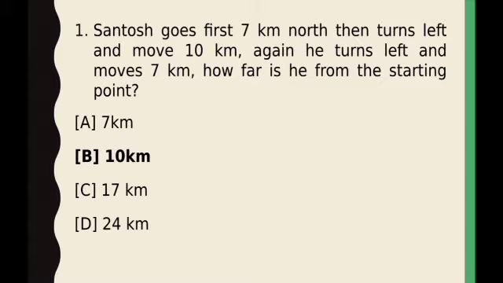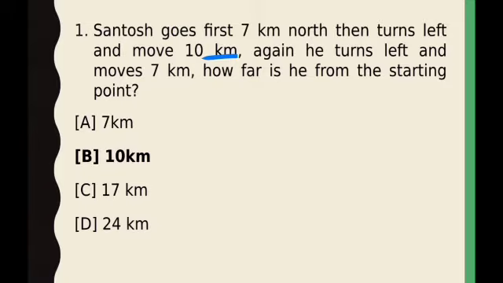So let's start with the first question, and the question goes like this. There is a person named Santosh and he goes first 7 kilometer and then turns left and walks 10 kilometer. Again he turns left and walks 7 kilometer. How far is he from the starting point? So he's just asking what is the distance between the end point and the starting point. This is the main concept of question number 1. So we will be going step by step on how to solve this question.